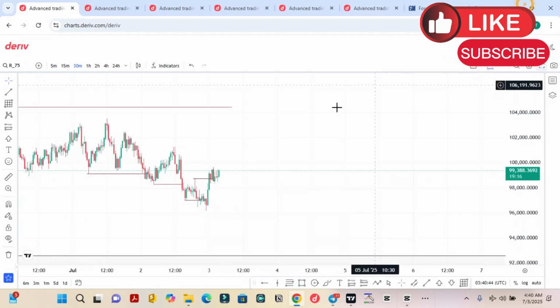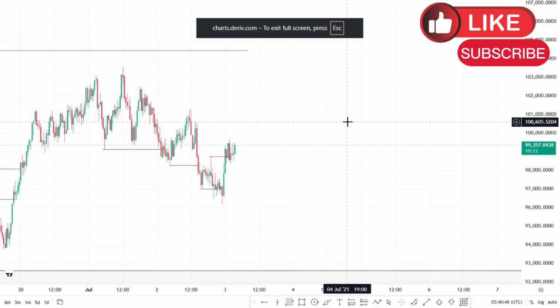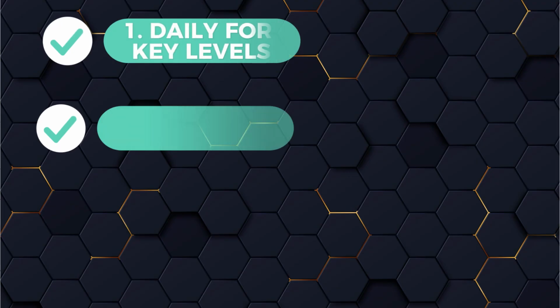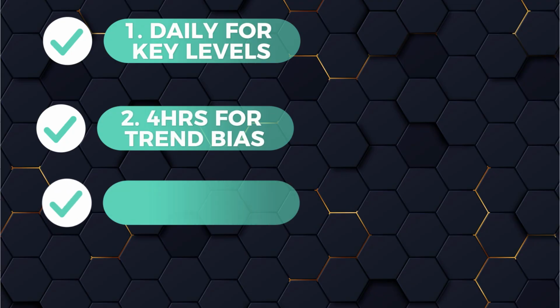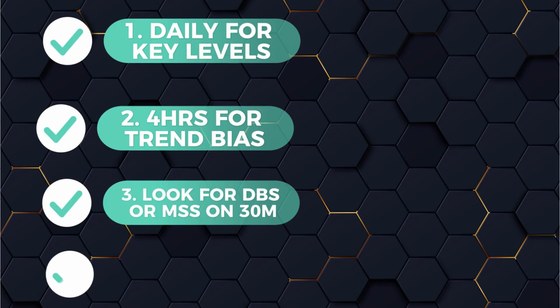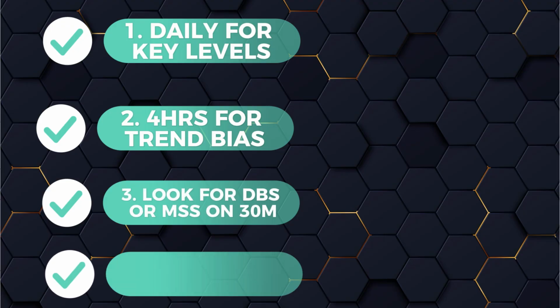All right, so basically that's that for this video. I just want to share with you how I break down the chart. Quick recap: first, you go to a higher time frame, the daily time frame, to mark out key levels. The second thing, you move down to the 4 hours time frame to look for your trend, to make a decision about the direction of the market, the trend bias. The third one is that you look for a double break of structure on the 30 minutes time frame, or a market structure shift, for you to confirm the move. Then the last but not the least is that you look for entries.